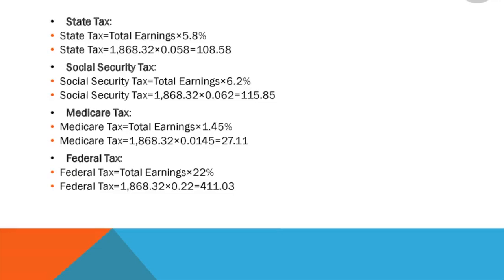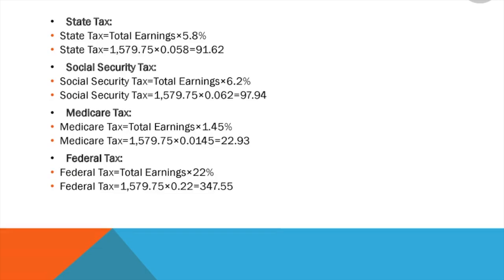Now, for his Social Security tax, it's, again, the total earnings times 6.2%. So we're going to do 1868.32 times 6.2%, which equals $115.85. Now for the Medicare tax, we're going to be doing total earnings times 1.45%. So we're going to be taking 1868.32 times 1.45%, which is $27.11. And finally, for the federal tax, we're going to be taking total earnings times 22%, which is 1,868.32 times 22%, which equals $411.03 towards the federal tax.